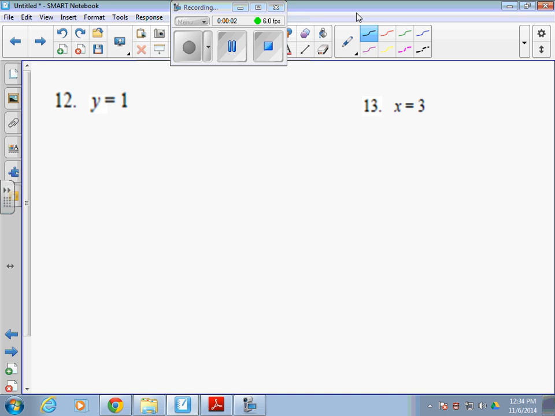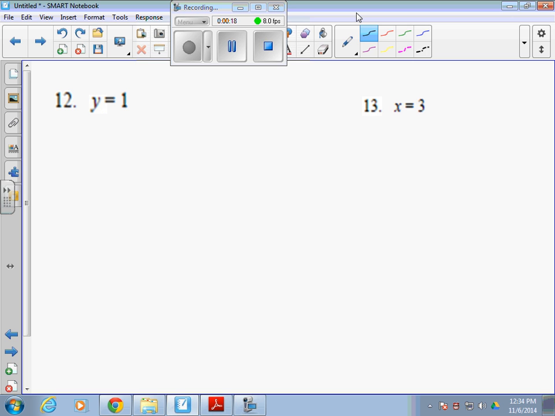Okay, this is Algebra 1, test number 13, or for week number 13. We didn't have a test 12. Study guide, picking up on number 12, part 2, says graph these two equations, y equals 1 and x equals 3.